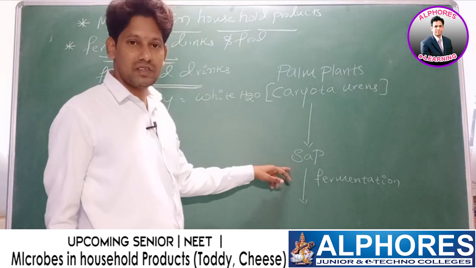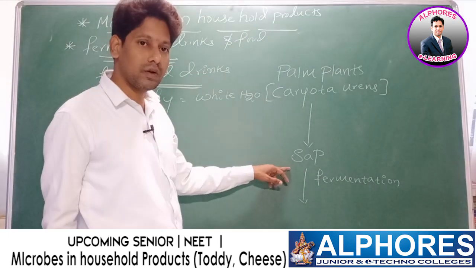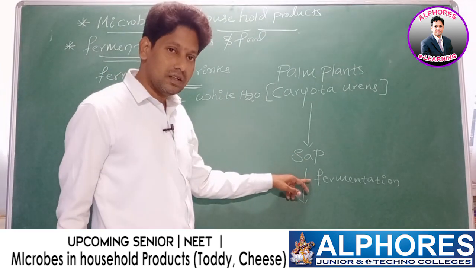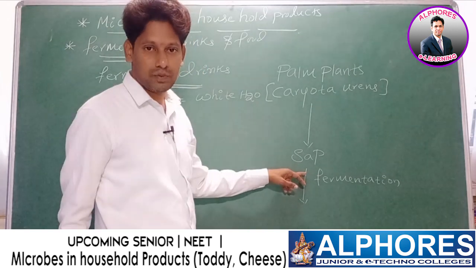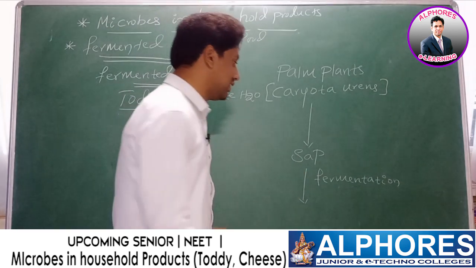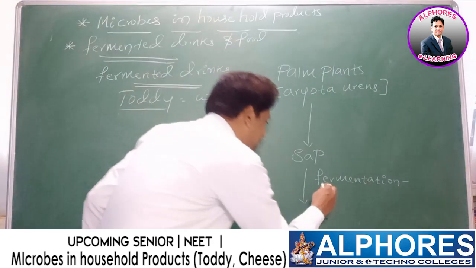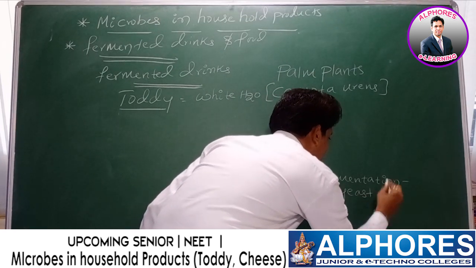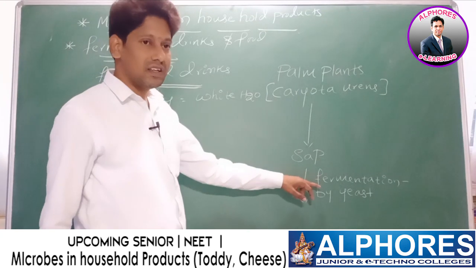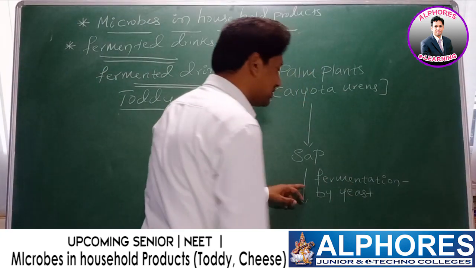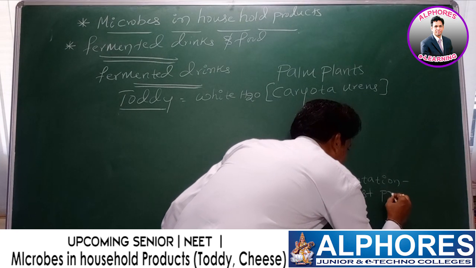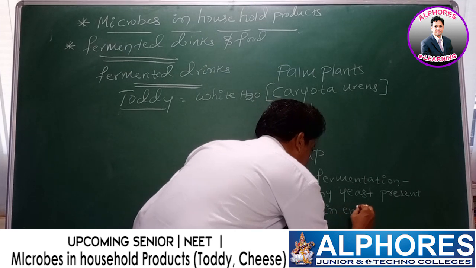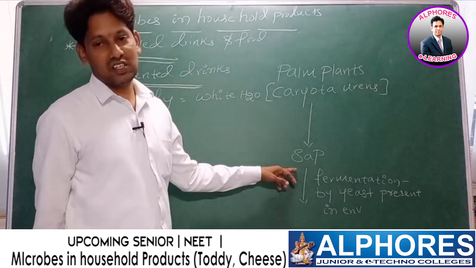Sir, which microorganism is involved in the fermentation of this sap? The microorganism involved in this fermentation process is yeast. Fermentation here is carried out by yeast. Sir, then where is this yeast present? The yeast is present in the environment. Therefore, fermentation by yeast present in the environment.